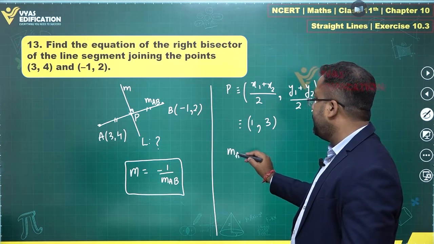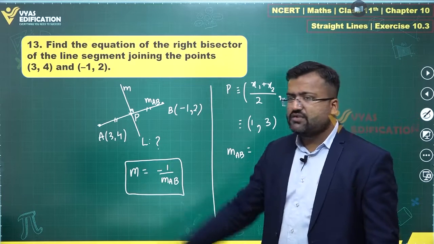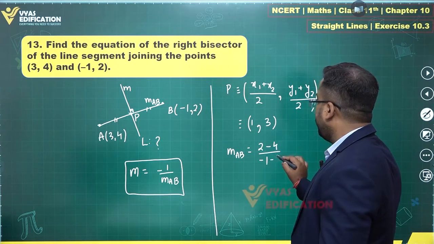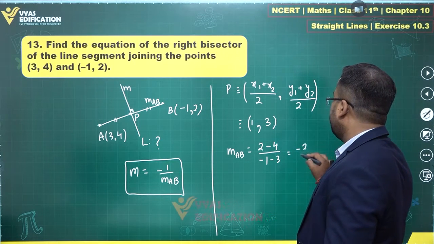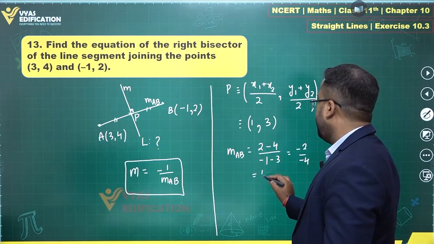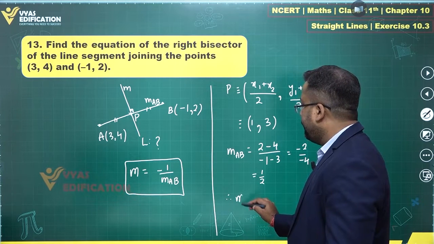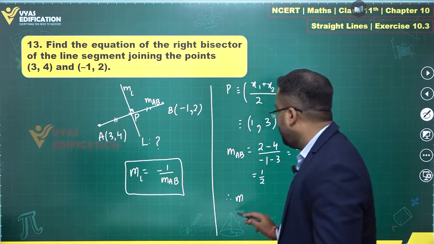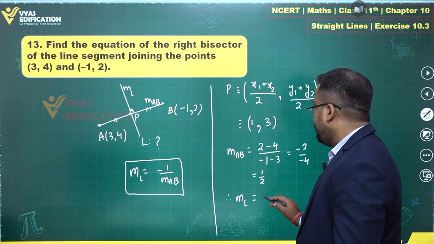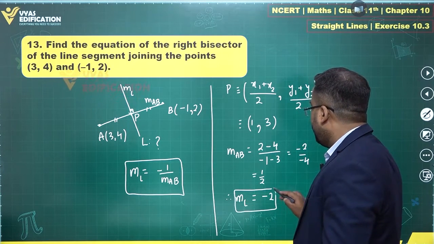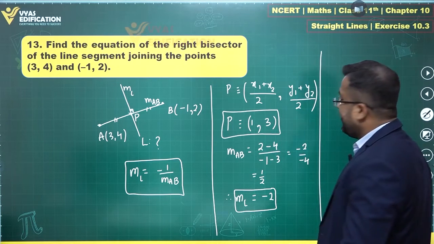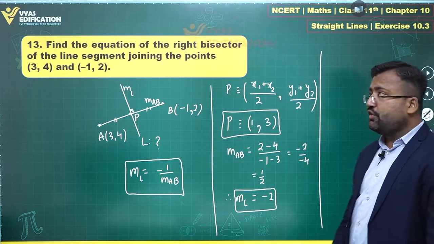What is m of AB? m of AB is y2 minus y1 upon x2 minus x1, which is 2 minus 4 over -1 minus 3. That is -2 upon -4, which is 1 by 2. Therefore, m, the slope of line L, will be the negative reciprocal of this, which is -2. You have this and you have the point. Using these two, you can write the equation of line L in the point slope form.